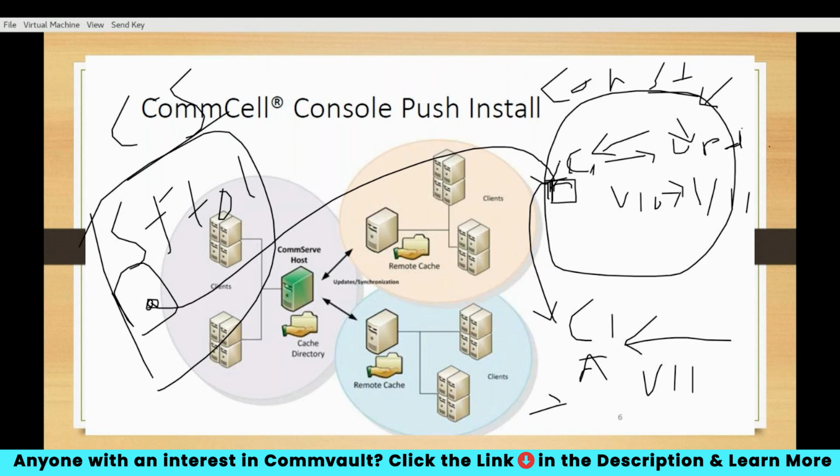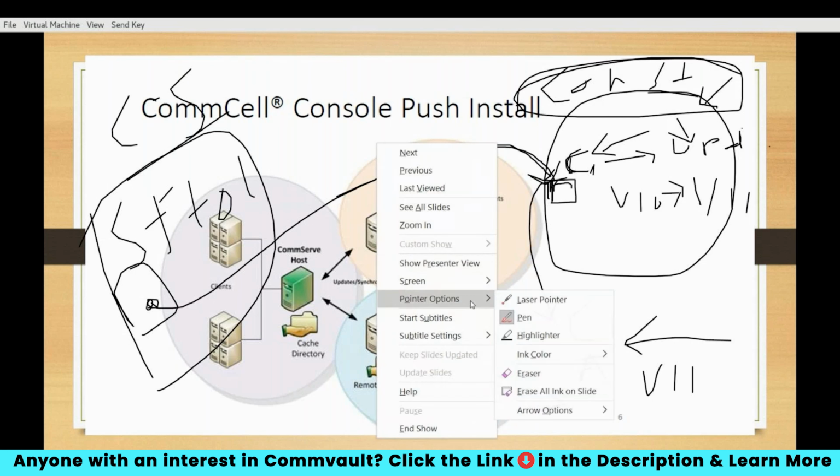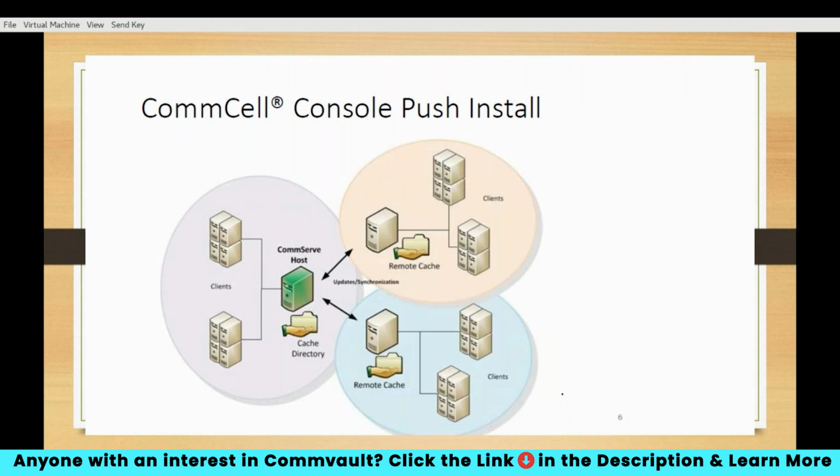Only the required files, 10 MB or 20 MB, will be transferred. The CommServe knows what is installed on client 1, what the agents are, file system, SQL, right? It will transfer only those files and complete the installation. You need not manually intervene or log in to C1. You can just do a push installation from the console. It will update all client machines. You can select all clients at a time and do the push installation.